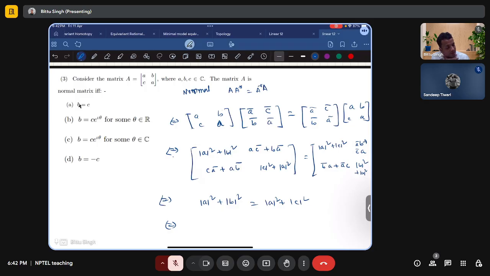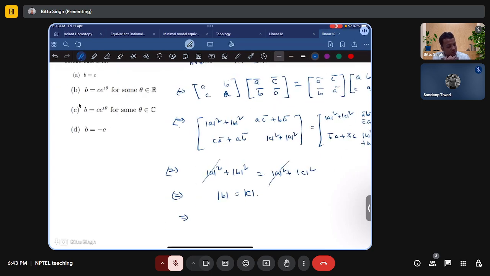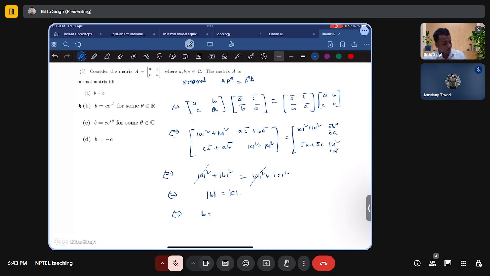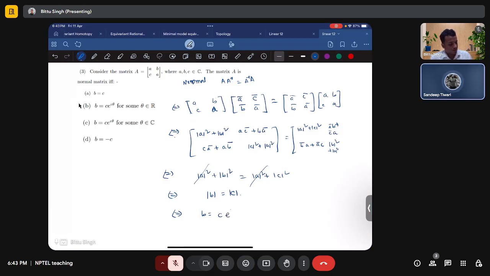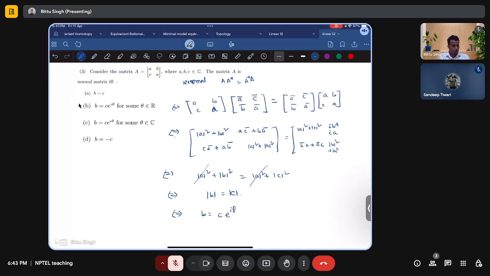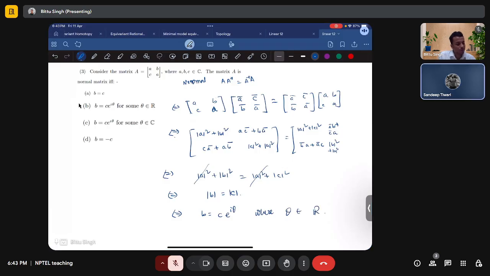So A gets cancelled. So this is the same as mod B, this is the same as mod C. And this is if and only if B equal to... then what will be the answer? The modulus of both things are the same, e to the power i theta, e to the power i theta, where theta belongs to the reals.